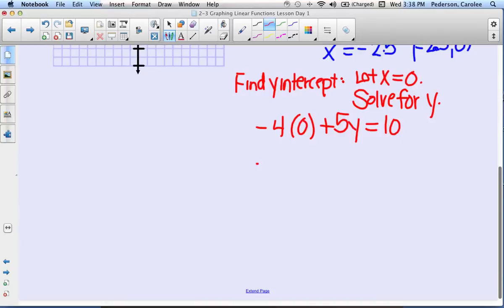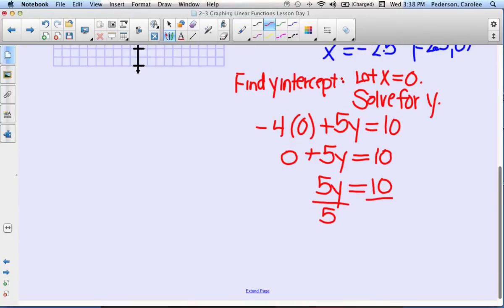Now I'm going to solve this equation for y. So this negative 4 times 0 becomes 0, plus 5y equals 10. The 0 plus 5y is 5y, and then we're going to divide both sides by 5. So the 5's on the left will cancel out, and we're left with y equaling 2, because 10 divided by 5 is 2. As a coordinate, it's going to be over 0, up 2.